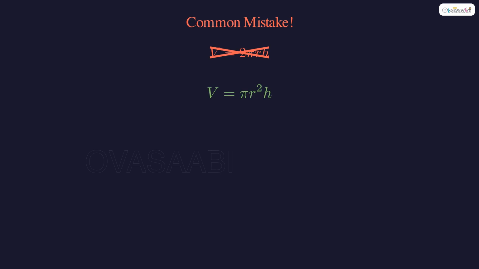Common mistake: students forget to square the radius. The formula is pi r squared h, not pi r h. Always square the radius.